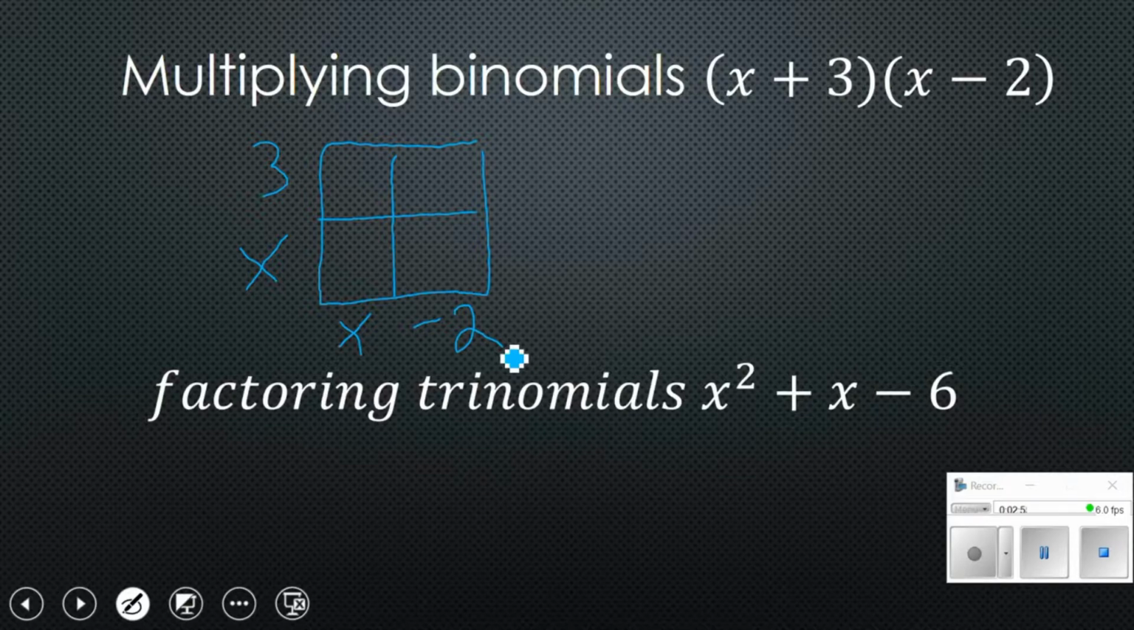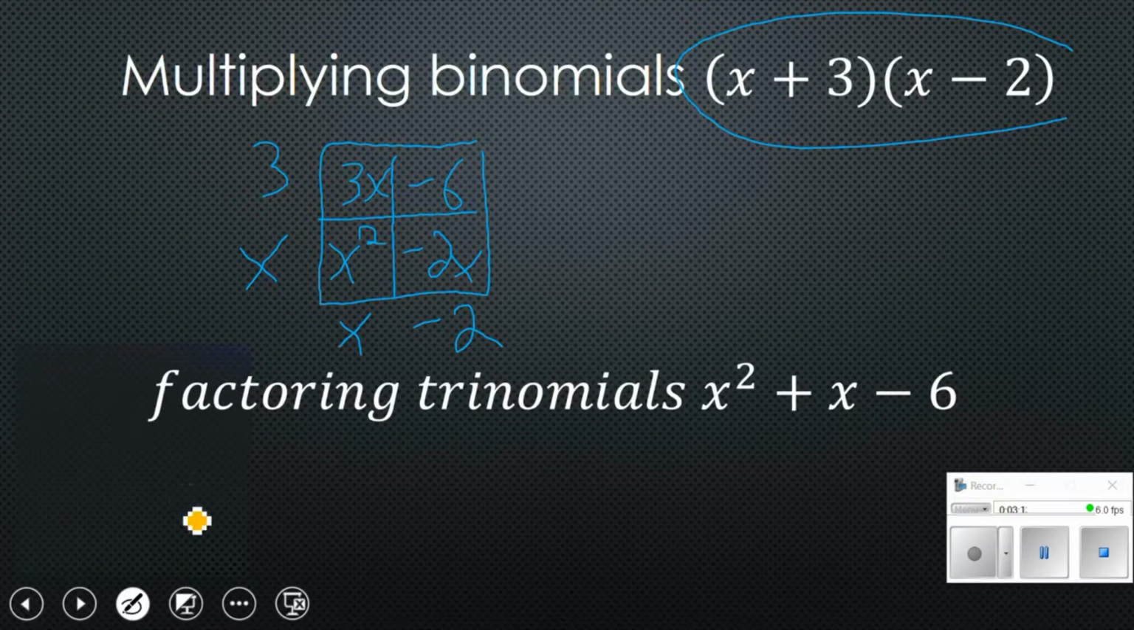So we're starting with a multiplication problem here, and we're going to turn it into an addition problem. So we're going to do x times x, which is x squared, 3 times x, which is 3x, 3 times negative 2, which is negative 6, and we have negative 2 times x, which is negative 2x. Now what we have to do at this point is look and identify, are there any like terms that we can add together? And in this case we do.